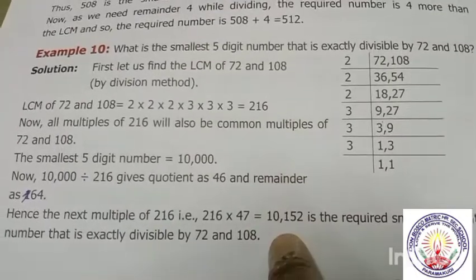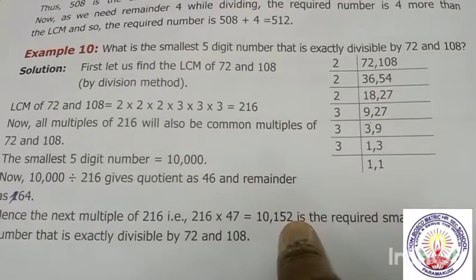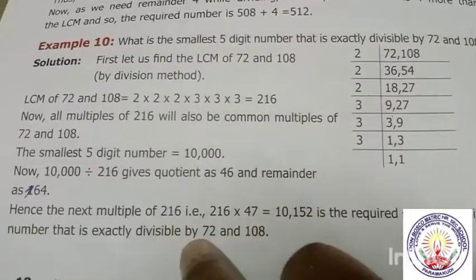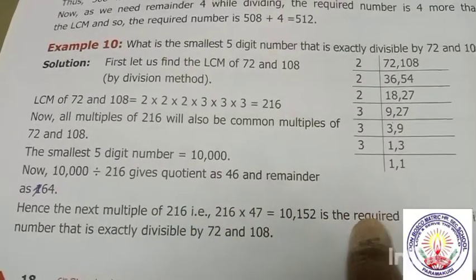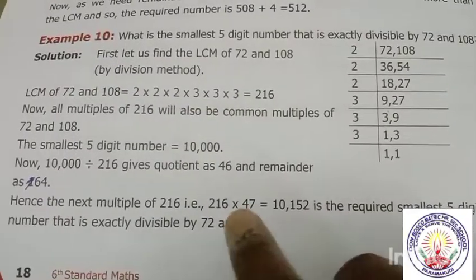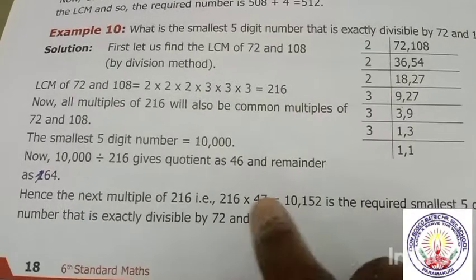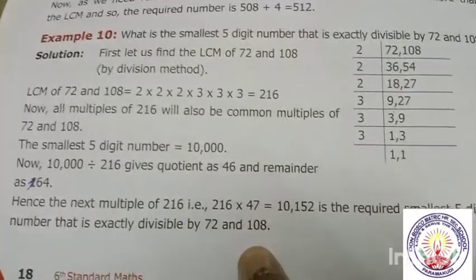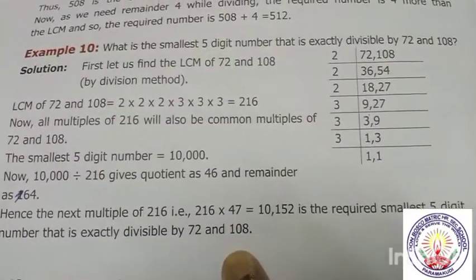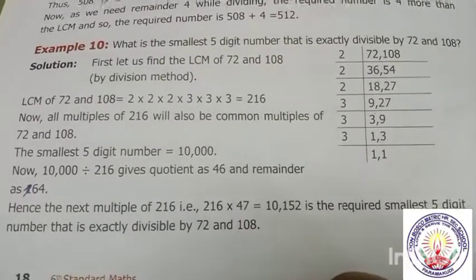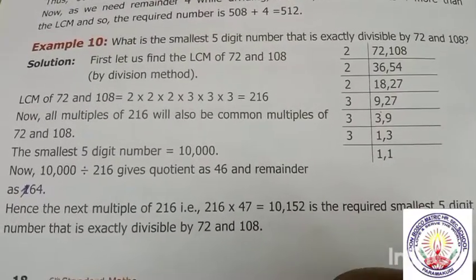Now, 10,152, when you divide by 72, the remainder will be 0. At the same time, when you divide this number by 108, the remainder will be 0. You just check that answer in your note.